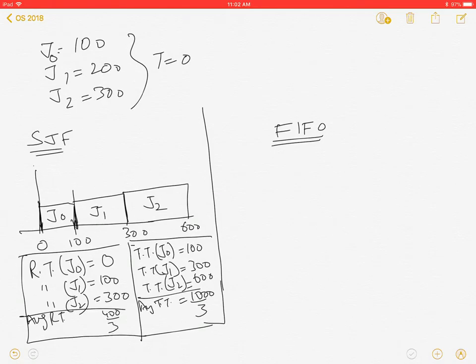Now in the FIFO, if we assume that J0 arrived marginally before J1, which arrived marginally before J2, FIFO will just execute them in the order of arrival. We'll have the same CPU scheduling as SJF for this particular example. So we'll have the same response time and turnaround time.